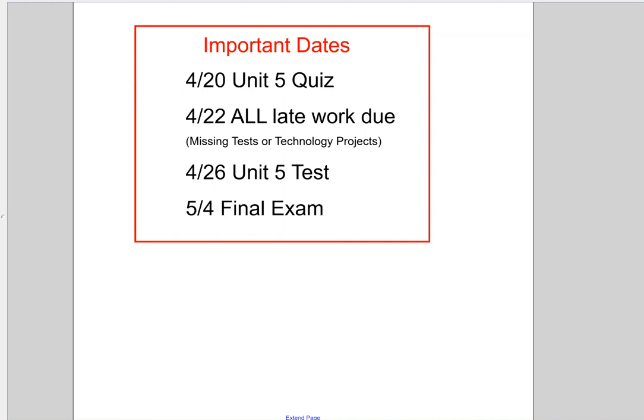So just a couple of important dates in case the sub didn't tell you. Your Unit 5 quiz will be April 20th. All late work will be due April 22nd. That includes any missing tests or any technology projects. And then your Unit 5 test will be April 26th, with your final exam for this class being May 4th.